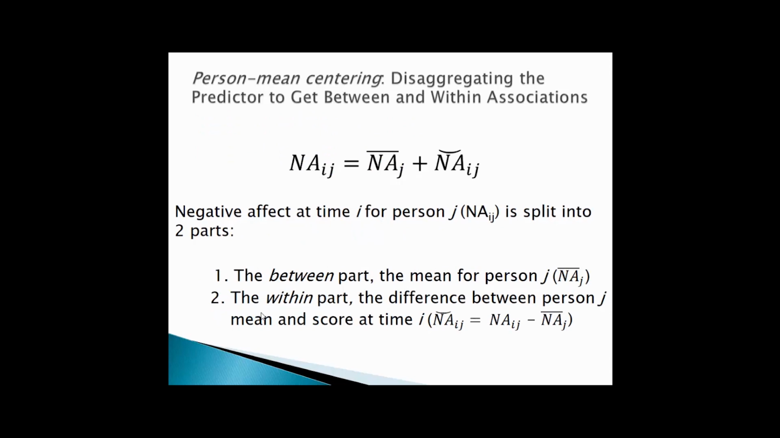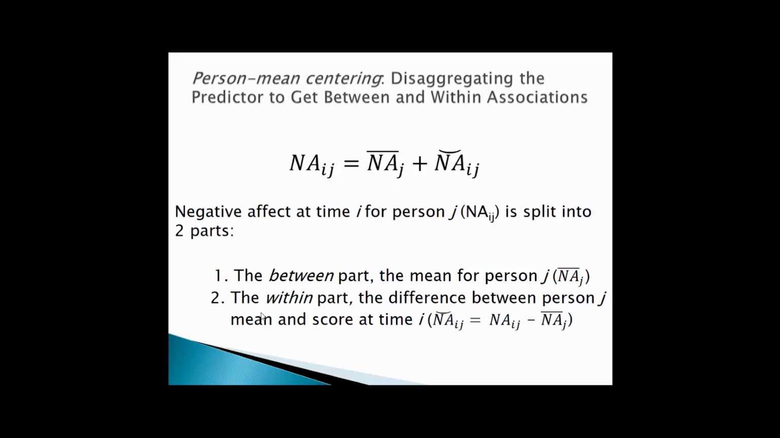Now, the idea of person mean centering: if you are familiar with HLM for studying things like effects at the school level versus the classroom level, or student level versus classroom level, you might have called this group mean centering. But in the intensive longitudinal space, where we typically have many observations per person, we tend to call this person mean centering. And the idea is to disaggregate our predictor to have between and within person parts split into separate variables.